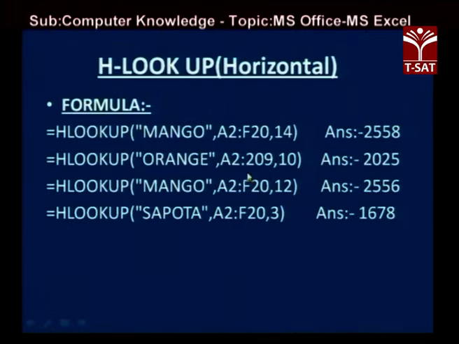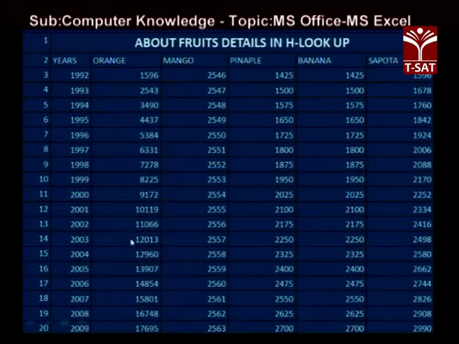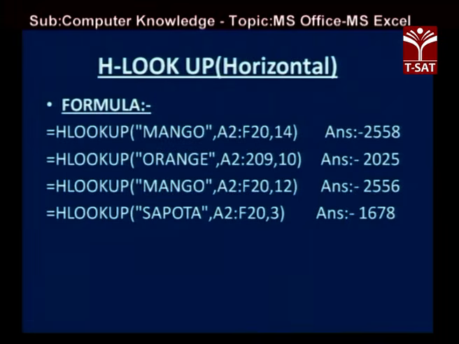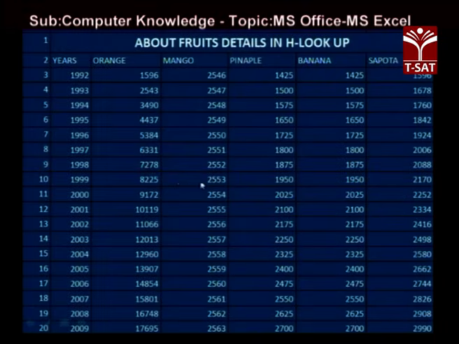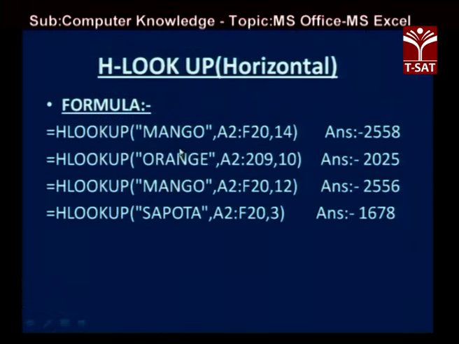Next horizontal lookup, it is the orange data. Orange data, A2 to F20 and 10th value. 10th value means it is the 10th storage data, year of 1999. Orange means it is 8225. 2025. Here some value is there. These are the formulas for horizontal lookup.